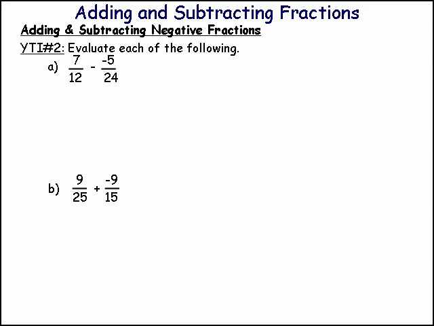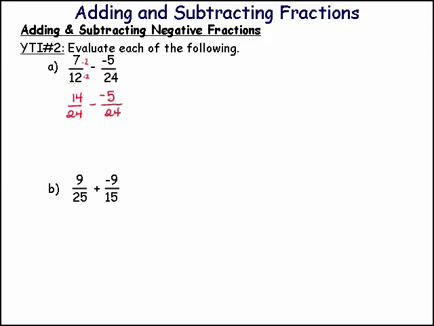Looking here, you go 12 and 24. Well, I know that a multiple of 12 is 24. So that is the least common denominator. Okay, so there's your denominators. So what do I need to multiply 12 by? 2. So now I end up with 14 over 24, minus a negative what? Negative 5, because we already had the denominator of 24. We had to do nothing to it.